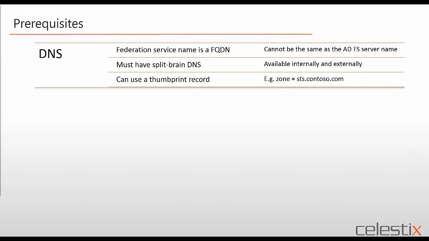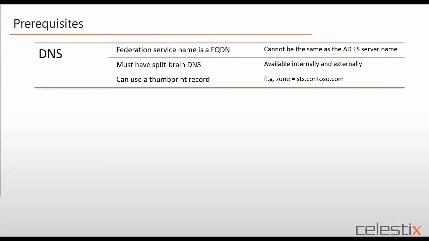Other prerequisites that we must be considerate of: DNS. The biggest component is that we have to have a federation service name. And the federation service name is just an FQDN or DNS label that we assign to our federation infrastructure. It cannot be the same name as the ADFS server. So if you have a single server you're testing out, it has to be something different. For example, maybe our ADFS server is adfs.contoso.com, but we want our federation name to be sts.contoso.com or adfsticket, something different.